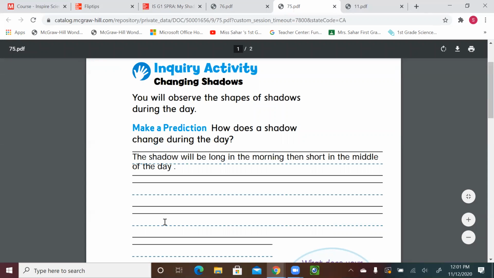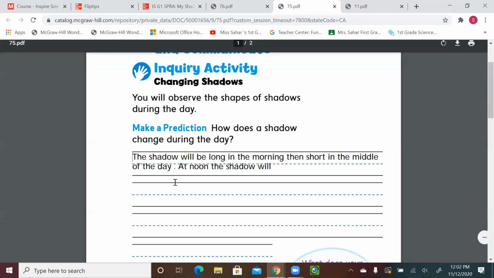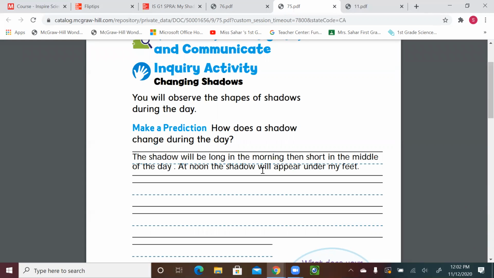And what will happen at noon? At noon, the shadow will be... remember the part which says under your feet? See, under your feet. The shadow will appear under, talking about yourself, so under my feet. Okay. All right, so let's see.